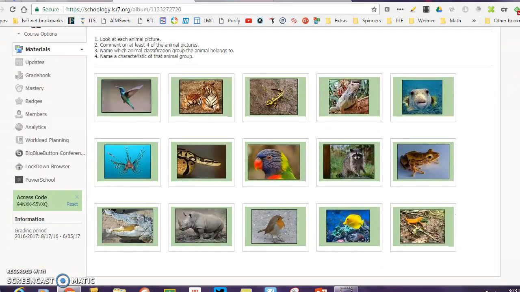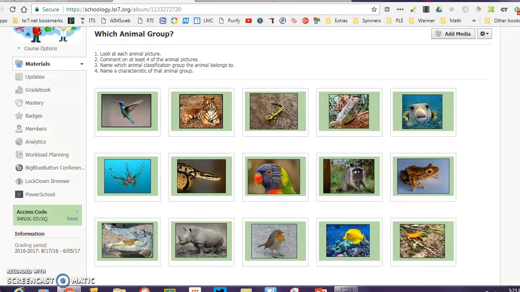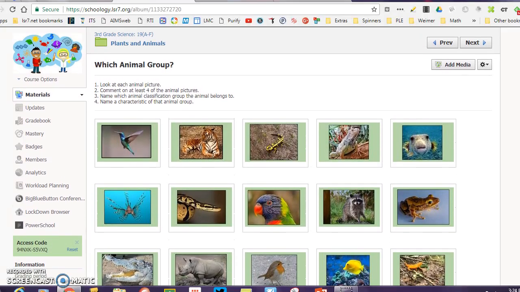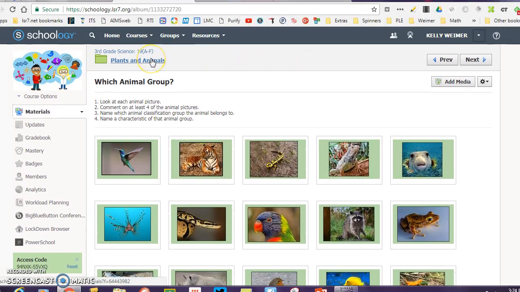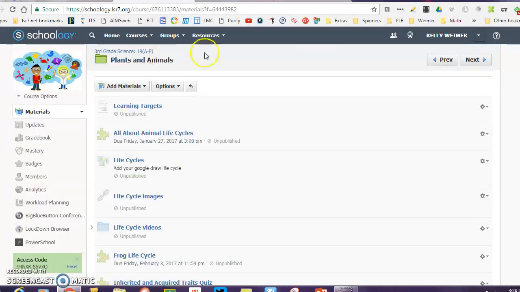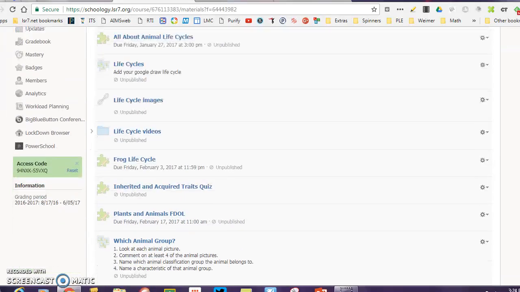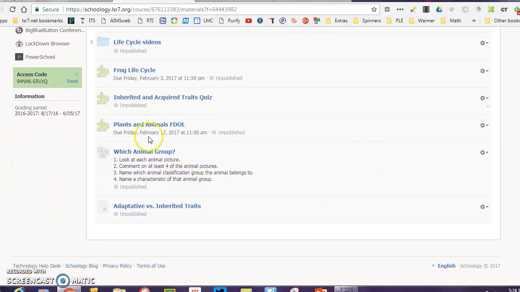And this falls in line with the objectives in our science curriculum for being able to classify and name animal groups in the classification. So that's the objective for this one.